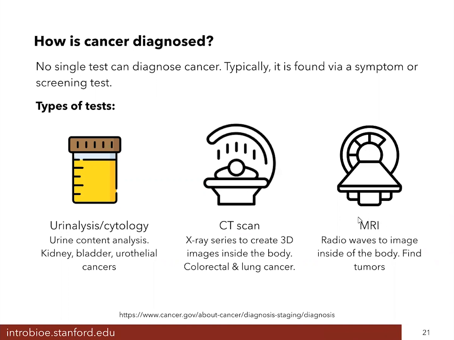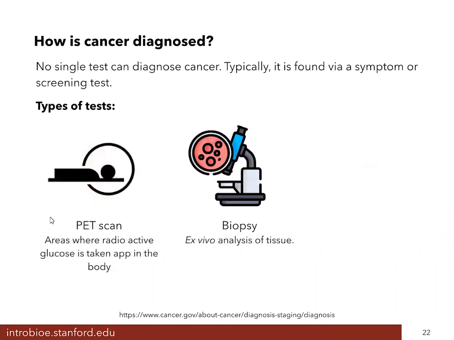You can get MRIs, which use radio waves to image the inside of the body. This can also be used to find solid tumors. You can use PET scans. This is another one where you would ingest a contrast agent before getting a PET scan, and it shows you where glucose is taken up in the body. And if you're using a lot of glucose in one location where that's unexpected, then it might be that you have cancer cells there, because cancer cells will consume a lot of sugar, a lot of glucose, in order to grow quickly. That's another way of searching for cancer in the body.